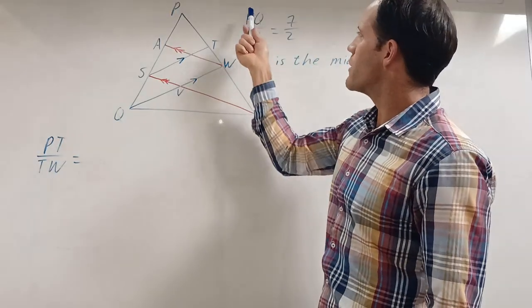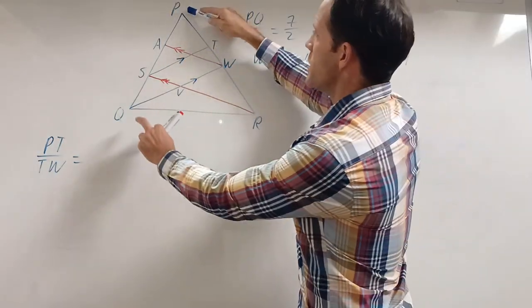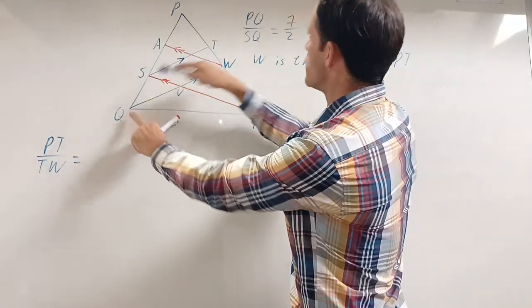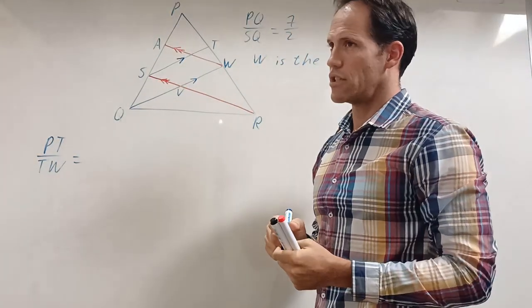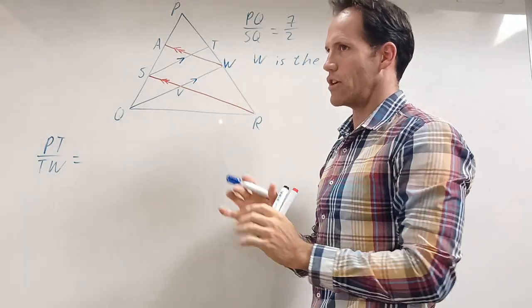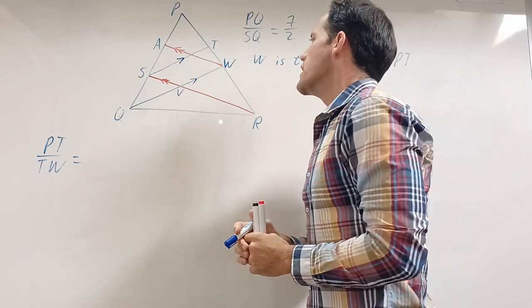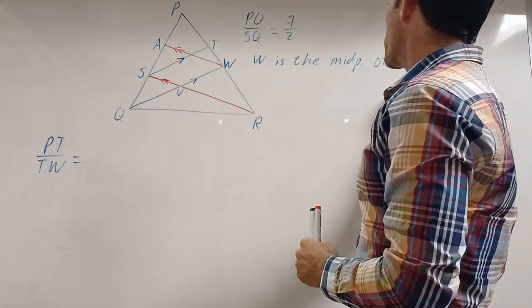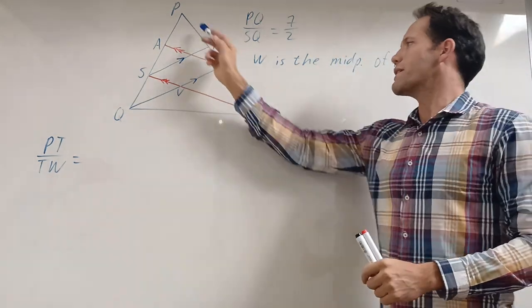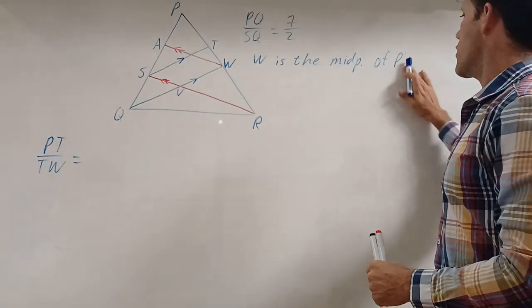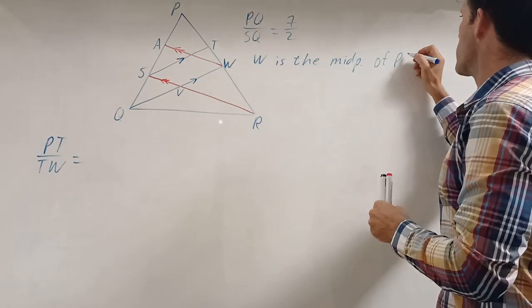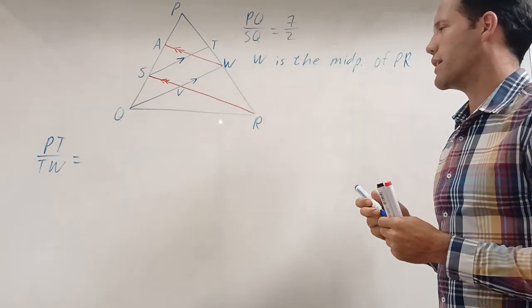They also told you that PQ over SQ is 7 over 2. That's the ratio. The ratio between them is 7 over 2. And then they said that W is the midpoint of PR. So that's all the information that you have.